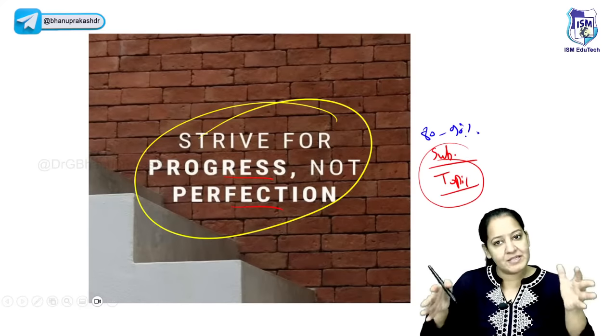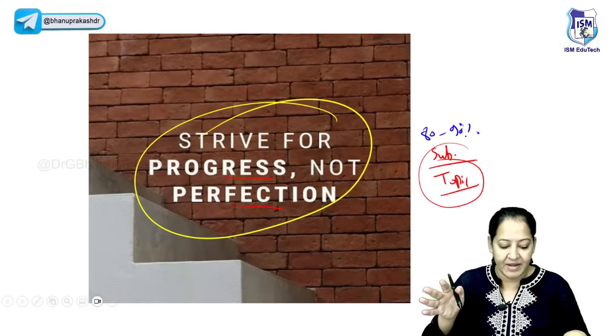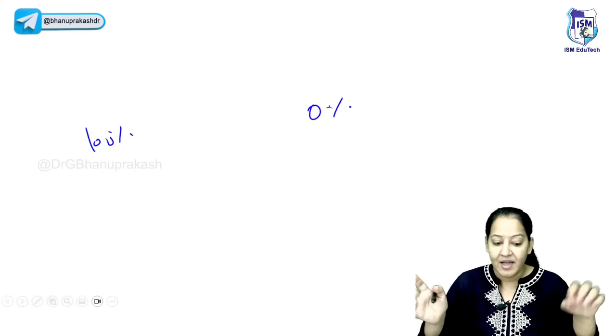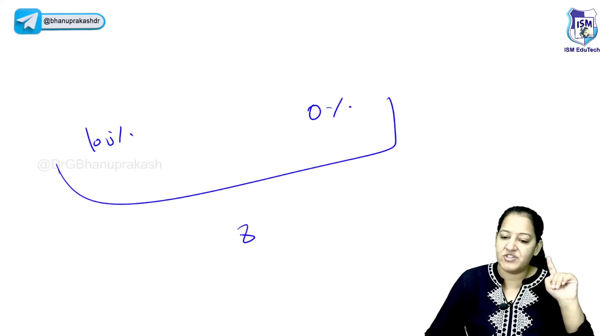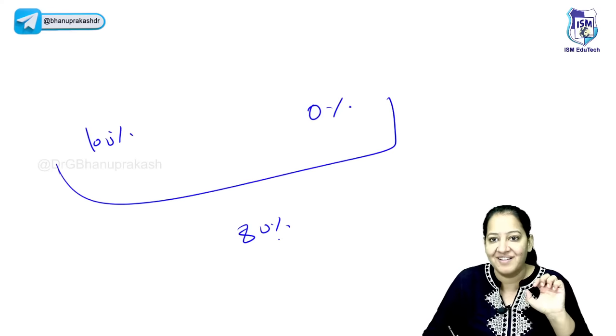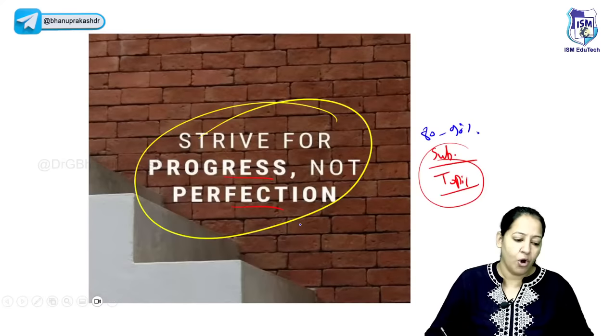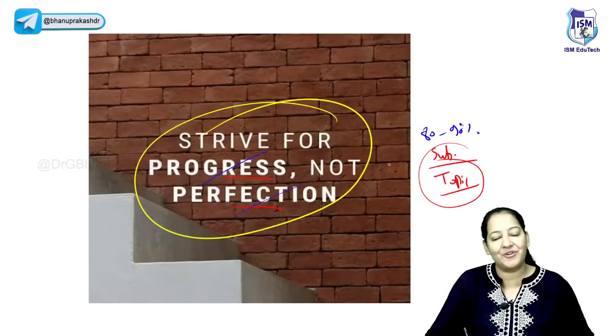If you look for 100% for every topic, every subject, what will happen at the end? Some are 100%, some are 0. The worst strategy. Rather than this strategy, everything is 80%, that is more functional. That gives you more chances of success. You know? So always strive for progress, not for perfection.